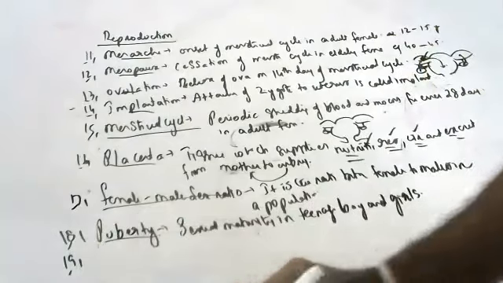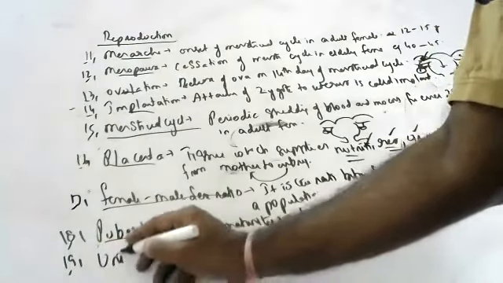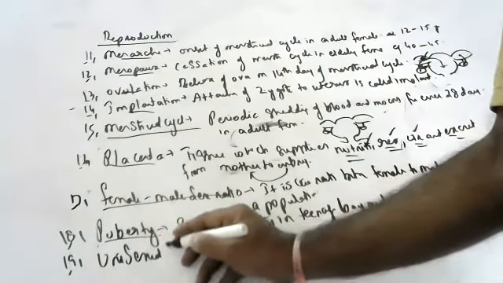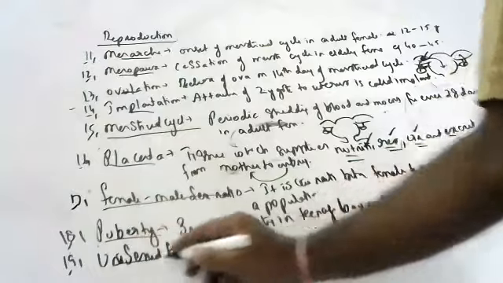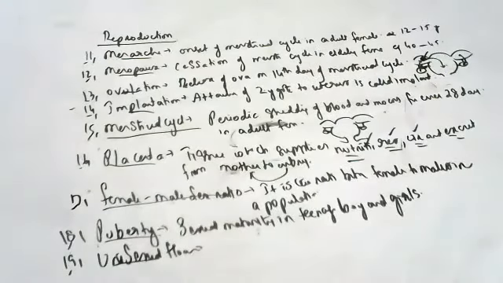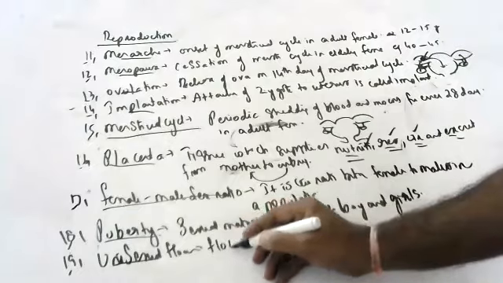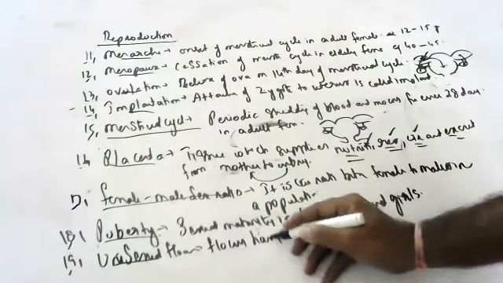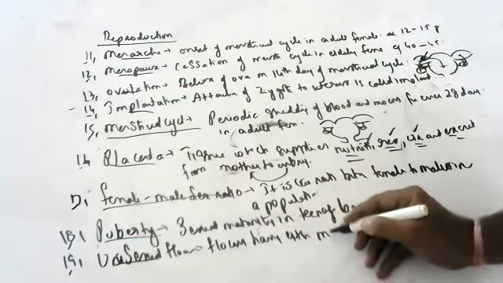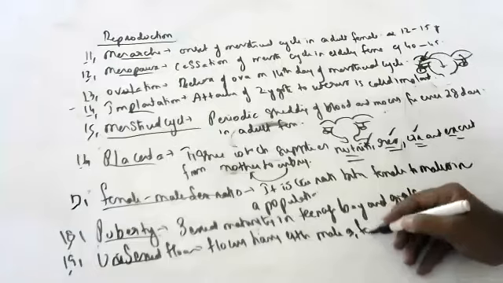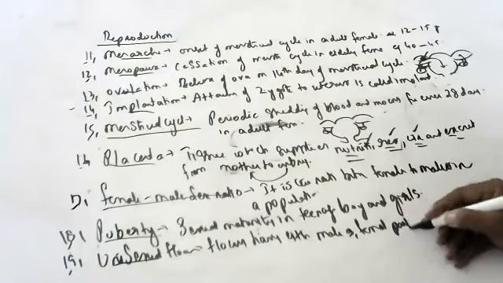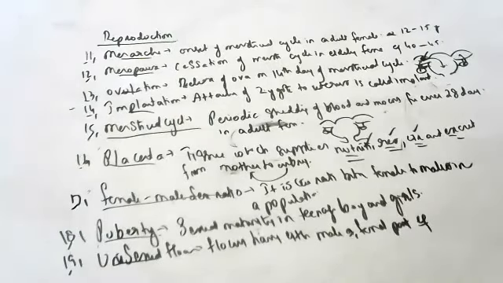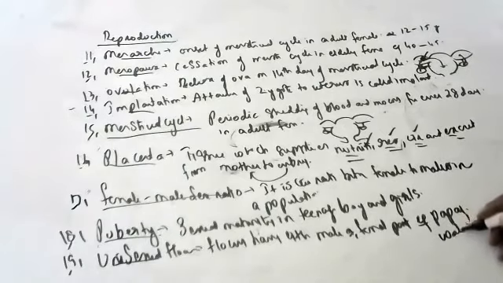Okay, good language. Unisexual flower. What is a unisexual flower? Unisexual flower means flowers having either male or female parts. What are the best examples for unisexual flowers, children? Papaya, watermelon. Very, very important.